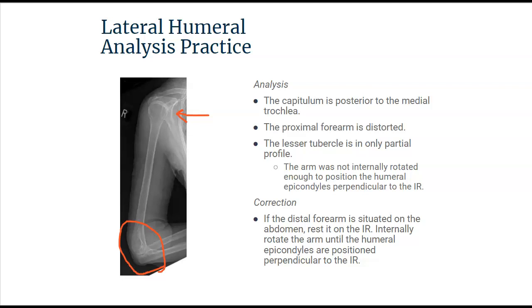In order to correct this positioning error, we need to place the distal forearm on the abdomen and rest it on the IR. We're going to internally rotate that arm until the humeral epicondyles are positioned perpendicular with the IR so that we can get that true lateral projection we want to see in a lateral humerus.